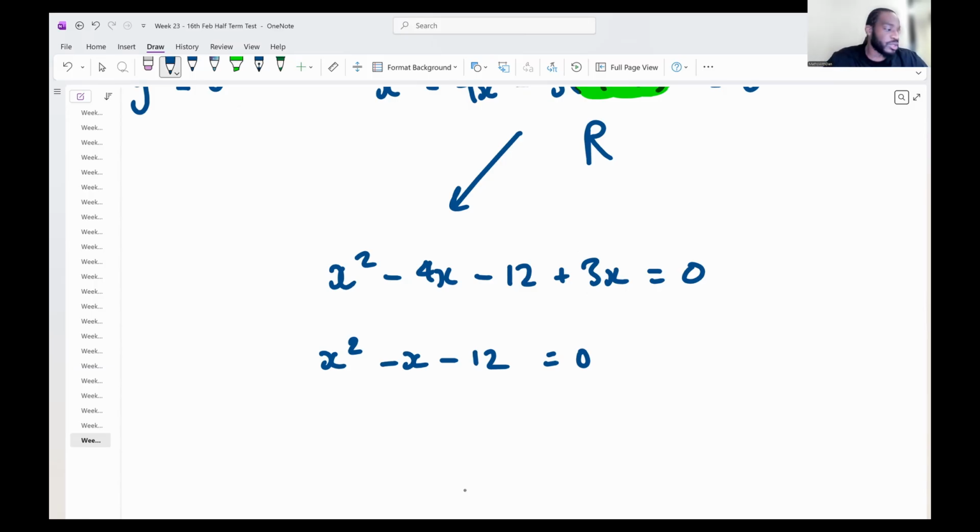Yeah? How do I solve this from here, guys? Let's say there's no calculator. How do I solve this from here? What would be the next thing to do from here?